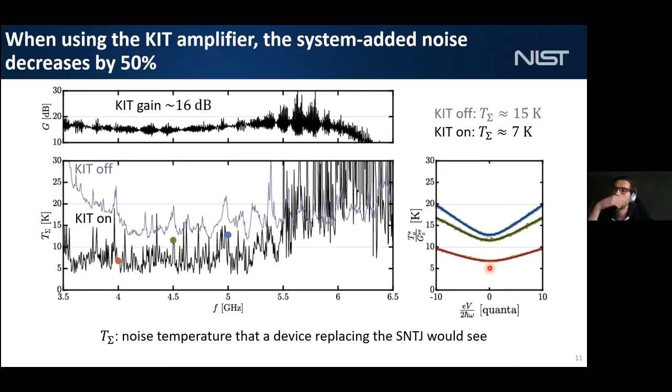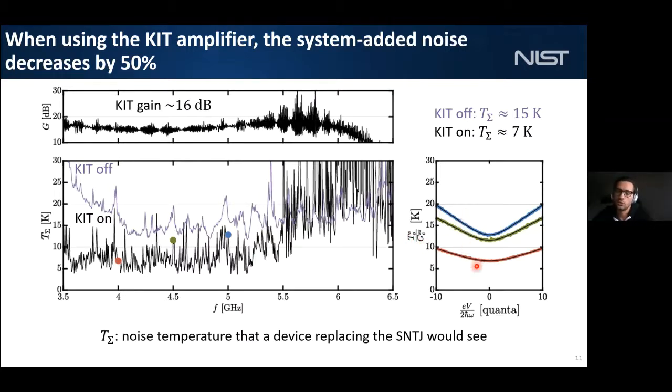So as I said, we operate the kit with about 16 dB of gain, which is what I'm showing on the top panel here. And this gain is symmetric about the half pump frequency, about 4.4 gigahertz or so here. And this is because once again, we pumped the kit in a four-wave mixing way. Then at each frequency, we're going to record the output noise while varying the voltage bias on the junction. And this is what I'm showing you here on this panel. So the voltage bias is here. And here on the y-axis is the output noise temperature divided by the gain of the chain.